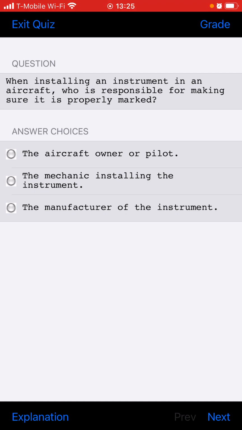Can the operation of an electrically heated pitot tube be checked with the aircraft ammeter, and if so, how? Yes. Turn the pitot heaters on and observe the deflection of the ammeter needle. Can the operation of an electrically heated pitot tube be checked with the aircraft ammeter? Yes. Turn the pitot heaters on and observe the deflection of the ammeter needle.